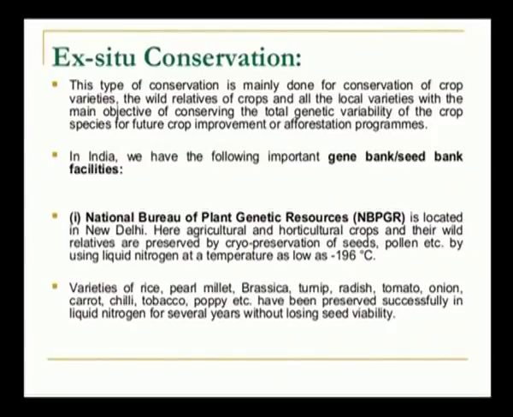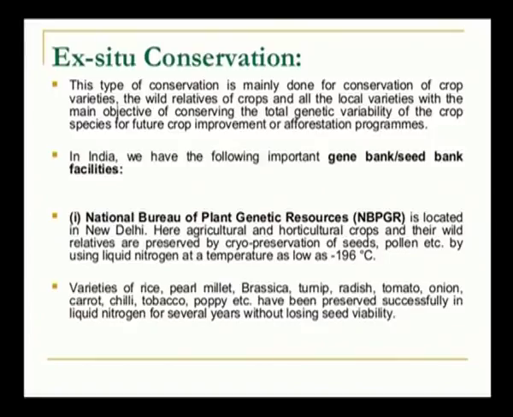Moving on to how ex situ conservation is done, it is mainly done for conservation of crop varieties, the wild varieties of crops, and all the local varieties, with the main objective of conserving the total genetic variability of the crop species for future crop improvement or afforestation programs. In India, we have the following important gene bank or seed bank facilities: the National Bureau of Plant Genetic Resources. This is located in New Delhi.